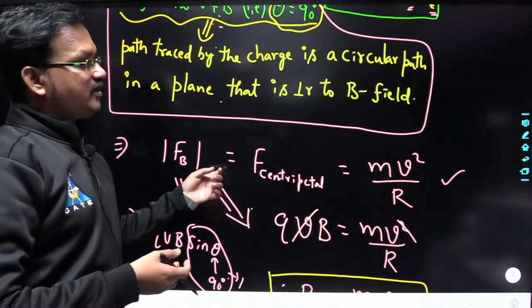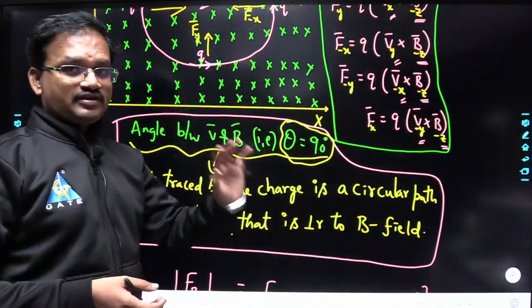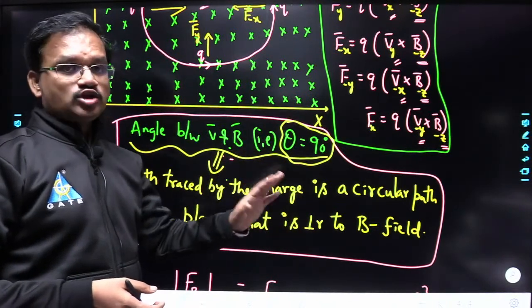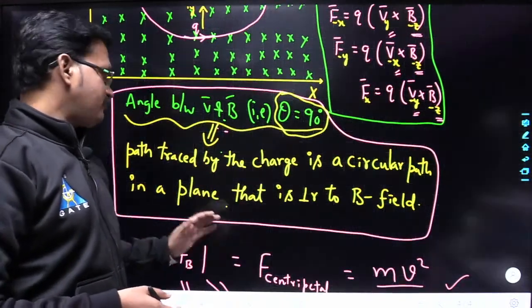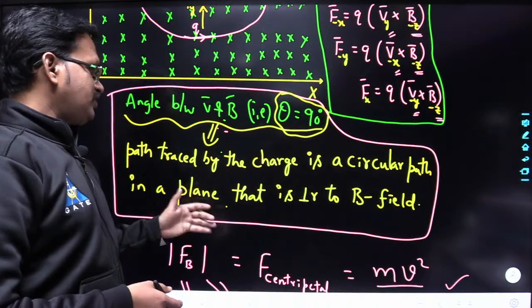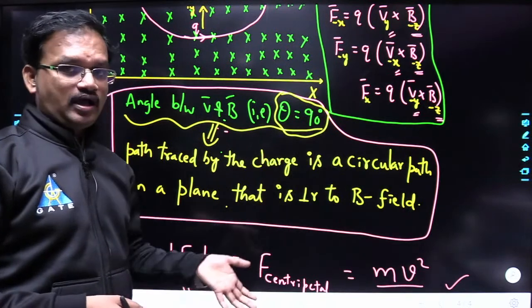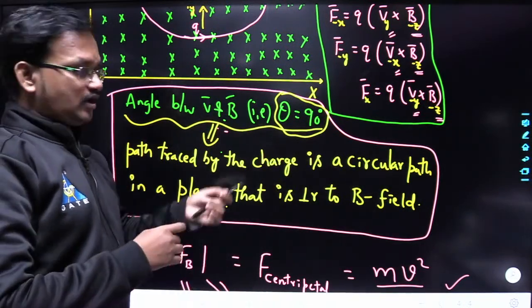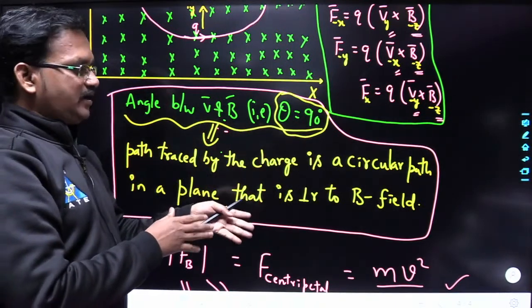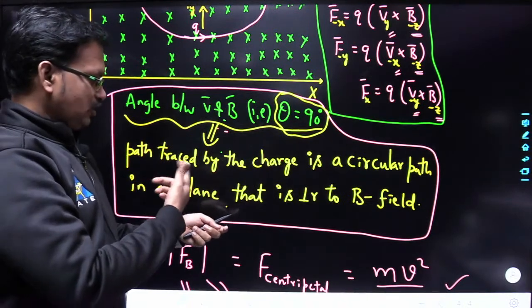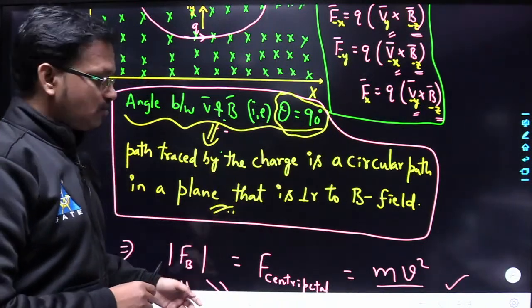Whatever the direction you can take here for the B field, the condition is theta must be equal to 90 degrees. That means the velocity direction and the B field both must be perpendicular to one another. It happens if and only if the plane in which you are considering the velocity is perpendicular to the B field. Then only it is going to happen. So you have to consider a plane that is perpendicular to the B field. Understood? Okay.